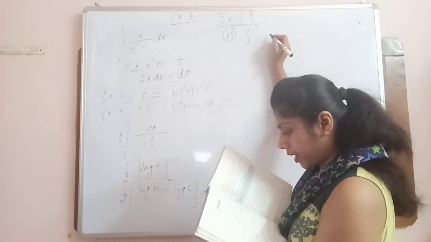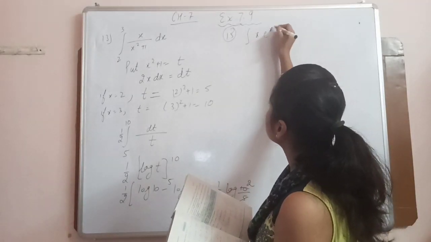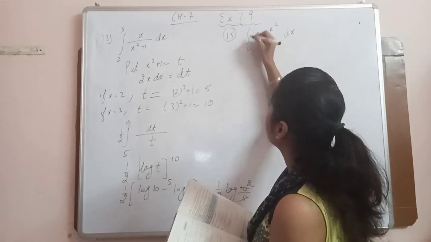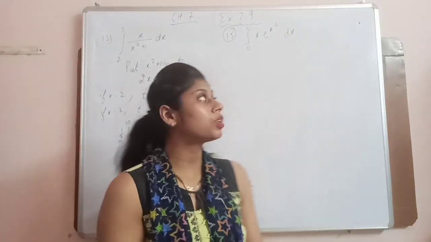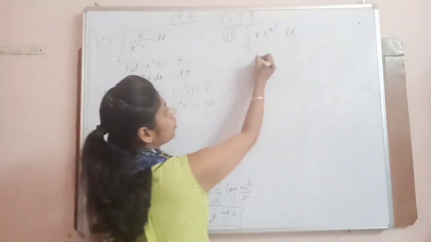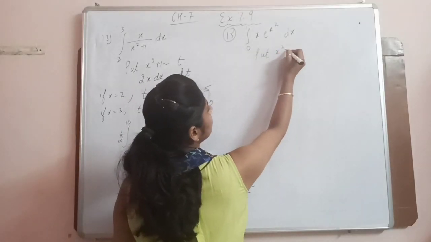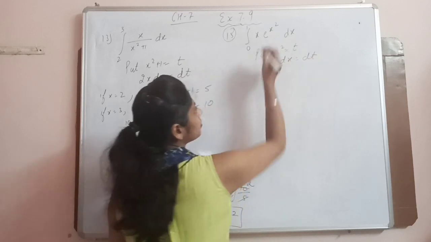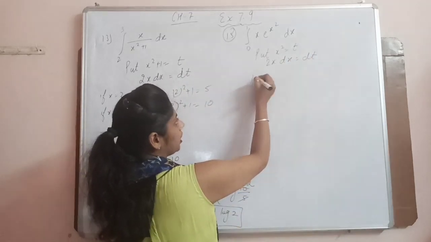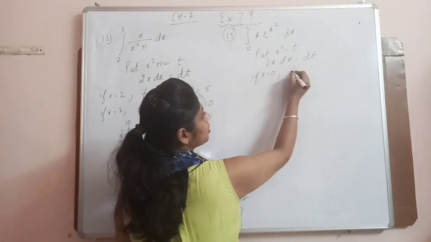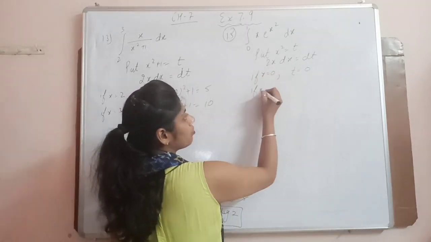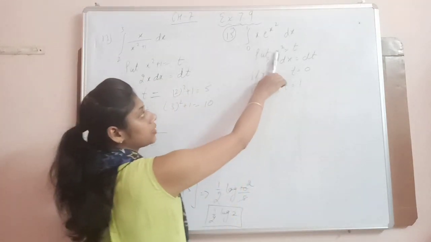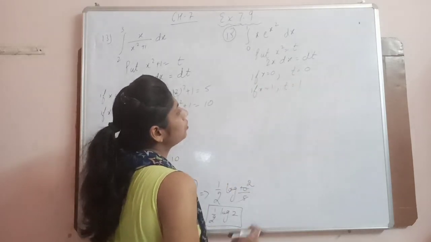Integration of x e to the x square, and the limits are 0 to 1. Again in this question we have to do a substitution. Put x square equal to t. So the derivative is 2x dx equals dt. Now firstly change the limits. If x equals 0, then t is also 0. If x is equal to 1, then t is also equal to 1. You have to put the limits in this, where you do the substitution.